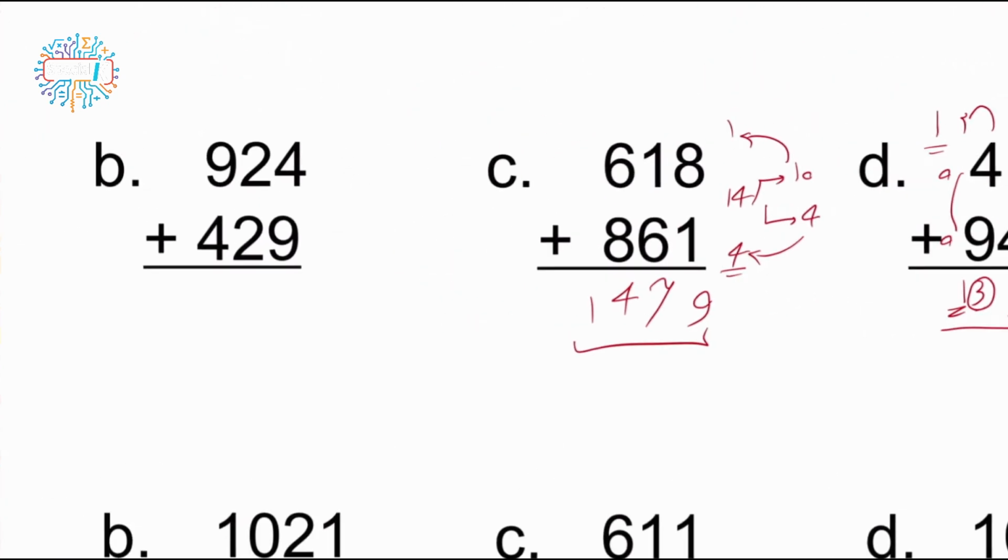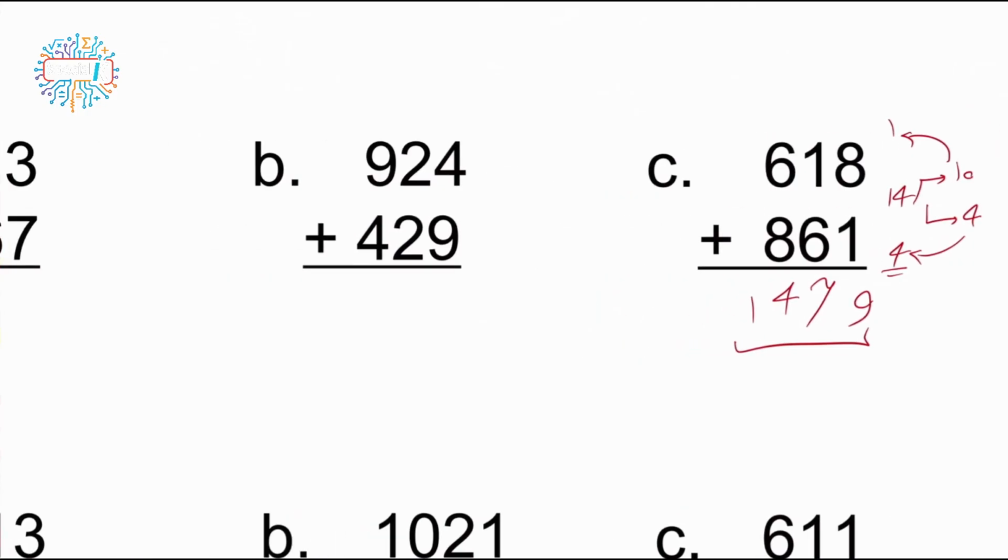Easy and fast. 924 plus 429. 9 plus 4 is equal to 13. Again, remember, 13 contains two parts, 10 and 3. This one carry number is going to move to the next part, which is over here. 9 plus 4, I'm going to keep the 3 at this point. 2 plus 2, again, remember, I still have to keep this 1. So 2 plus 2 plus 1. This part is going to be 5.